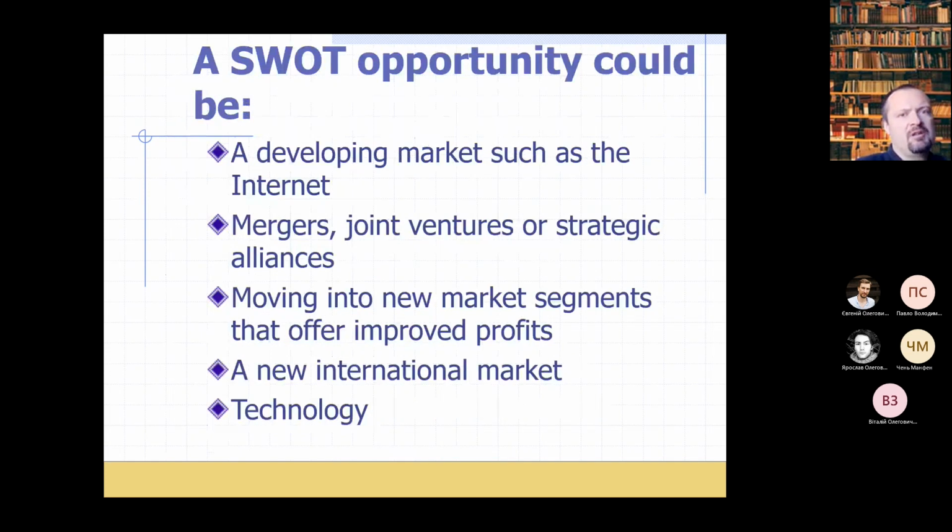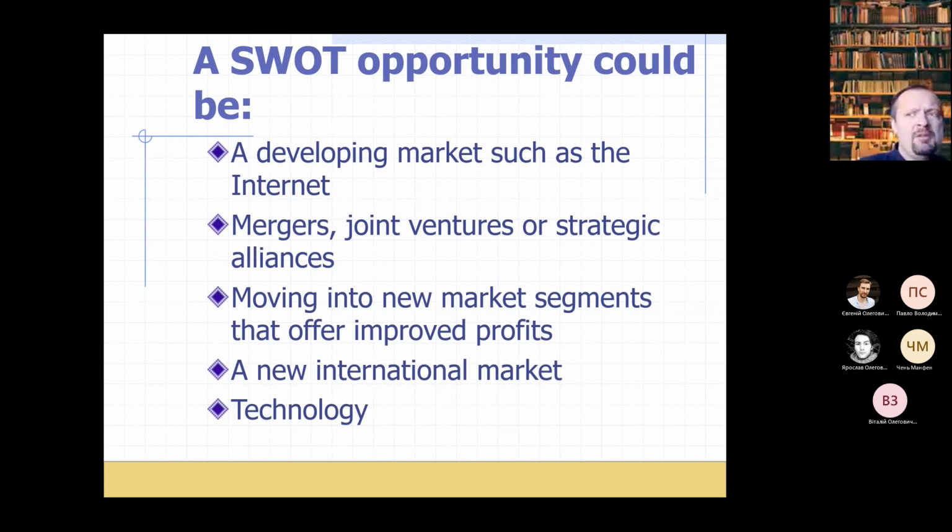What should be an opportunity? For example, developing a market in a new dimension, such as the internet. For example, any company now must be present on the internet, even if the services or the products are not connected with the internet. The clients now are used to finding reviews of the products or reviews of the company. So it is a must now to have a good site on the internet.